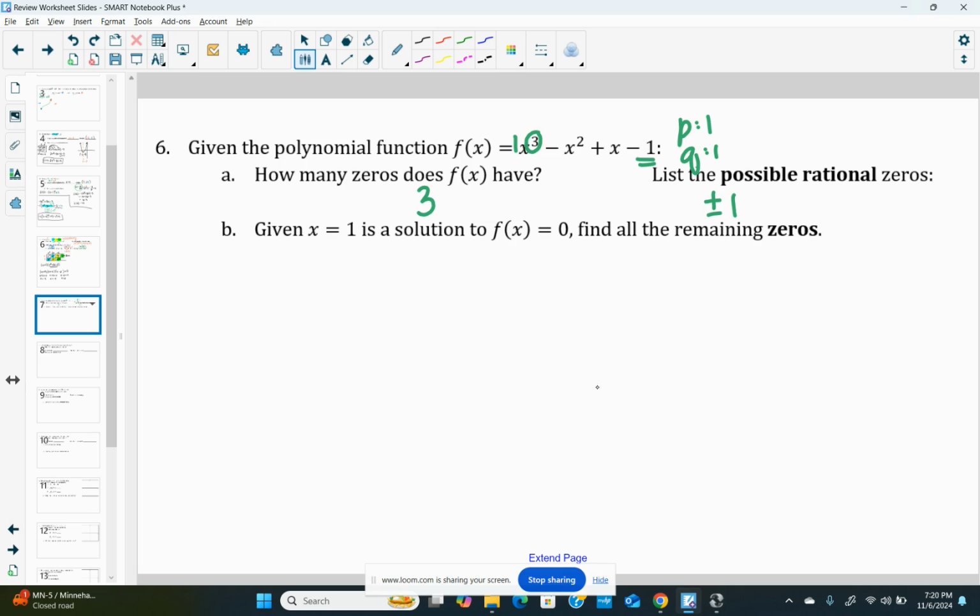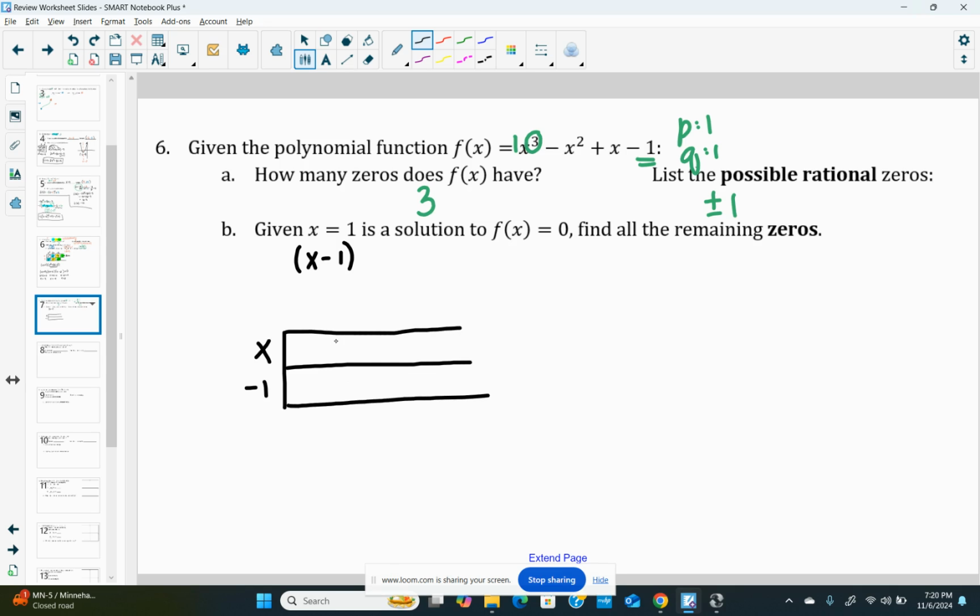And now I'm telling you that x equals 1 is a solution, so find the others. So again, if x equals 1 is a solution, then x minus 1 is a factor. So you're going to divide that into the polynomial to get it down to a quadratic. And so now we're using this polynomial. So this x cubed goes inside. And x times x squared gives us x cubed. X squared times negative 1 gives us the negative x squared.